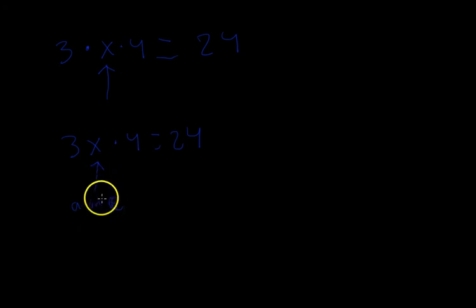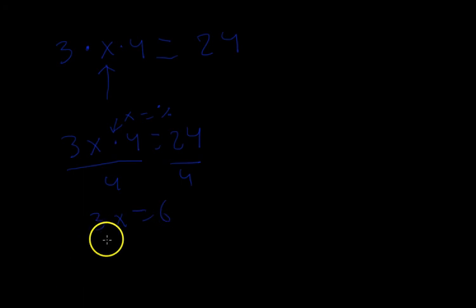So let's do something real quick. Let's get rid of that 4, okay? So let's divide both sides by 4, because the inverse of multiplication is division, okay? The inverse of multiplication is division. So let's divide by 4, divide by 4. So now we know that 3x is equal to 6. Now let's do the same thing. Divide by 3, and we know that x is equal to 2.